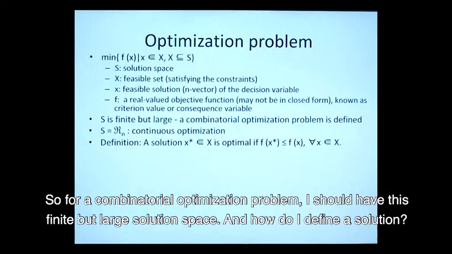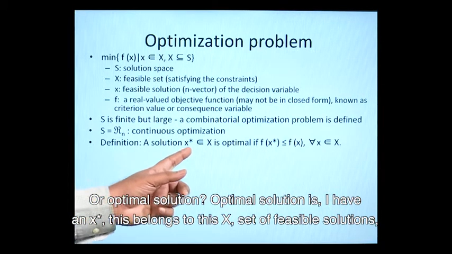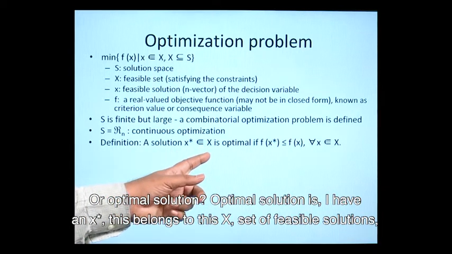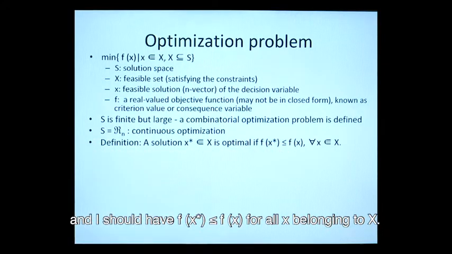And how do I define an optimal solution? An optimal solution is an x star belonging to this capital X, the set of feasible solutions, such that f of x star is less than or equal to f of x for all x belonging to that capital X.